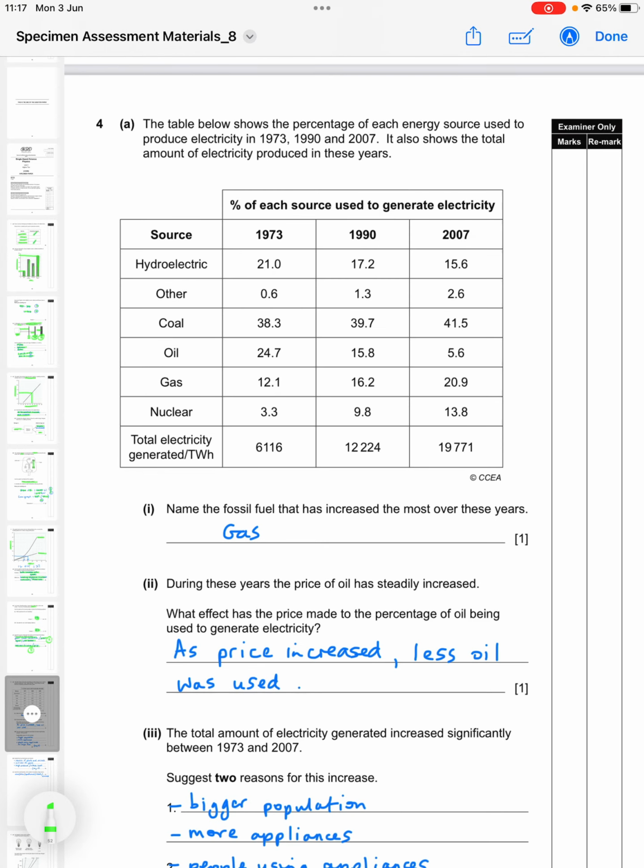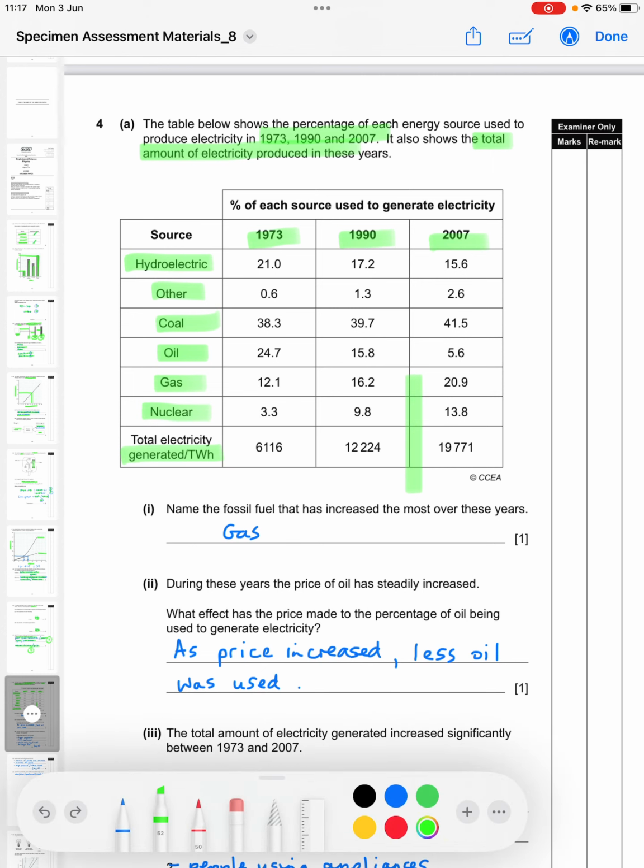Right, this is a table which shows the percentage of each energy source used to produce electricity in 1973, 90 and 2007. It also shows the total amount of energy produced in these years. So here are the sources: hydroelectric, other, coal, oil, gas, nuclear, and then the total at the bottom, which is in terawatt hours. And then the different years here: 73, 90 and 2007.